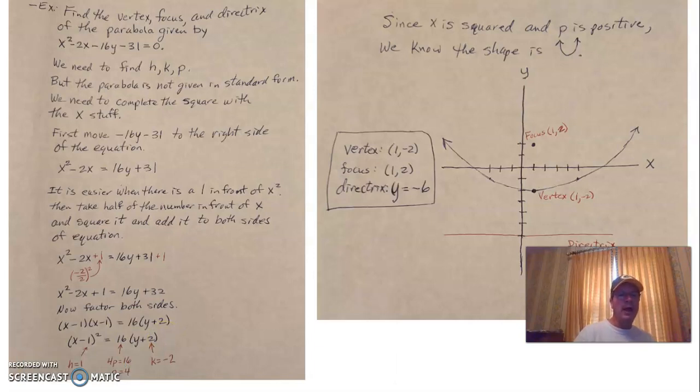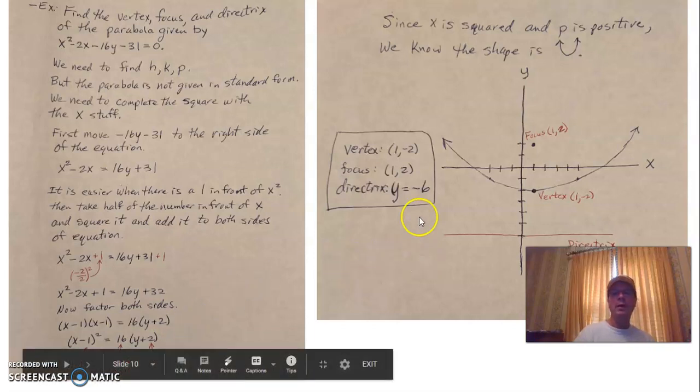And now you can see that h is 1, k is -2, so now I know the vertex. The vertex is 1, -2. And I have that 16. Well, 16 is in the position of 4p. So 4p equals 16, which means p is equal to 4. So now I have h, k, and p.